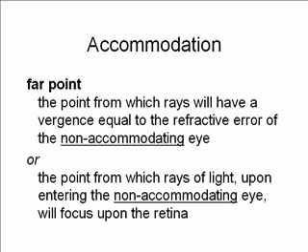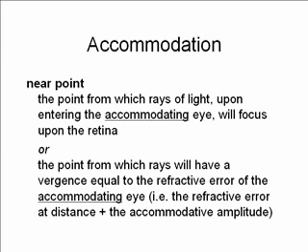In terms of words now, the far point is the point from which rays of light will have a divergence equal to the refractive error of the non-accommodating eye, or the point from which rays of light upon entering the non-accommodating eye will focus upon the retina.